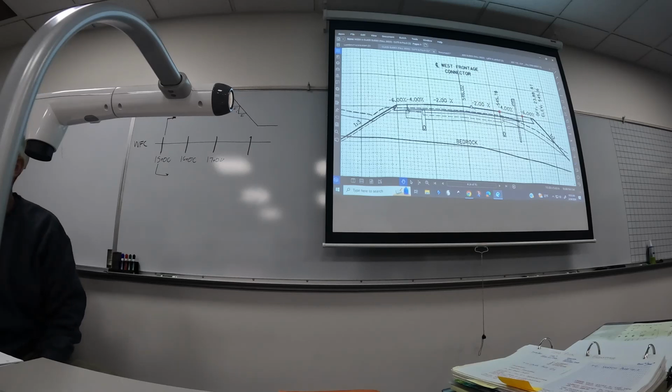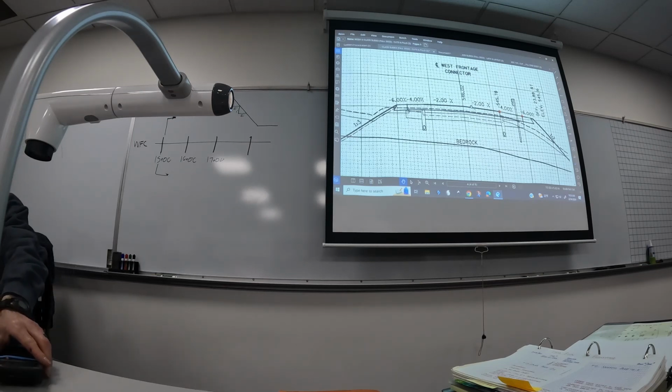Now a lot of this stuff is all electronic. A lot of this stuff is all CAD based. A lot of this stuff is put something really cool into a piece of software and it pumps all this stuff out. But the basis of understanding how the numbers come together, this is what we're doing.